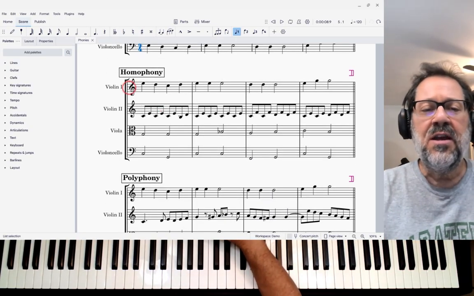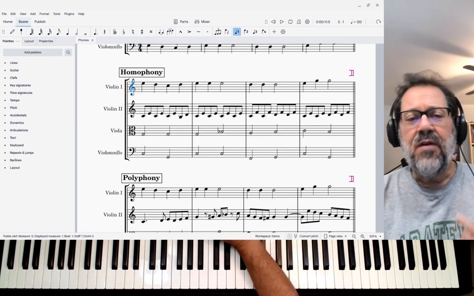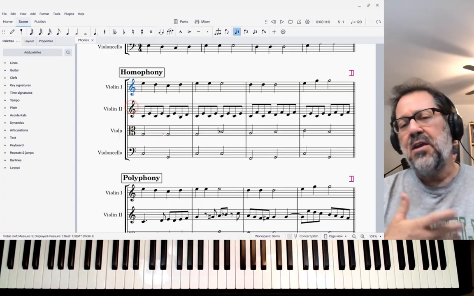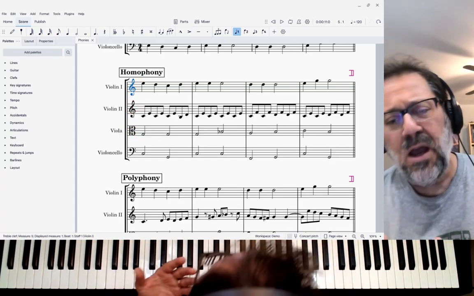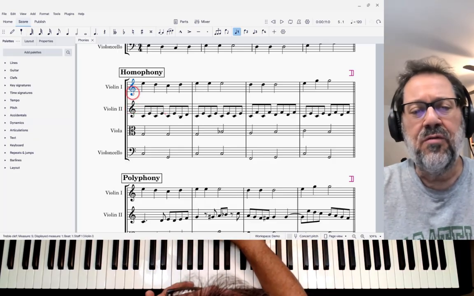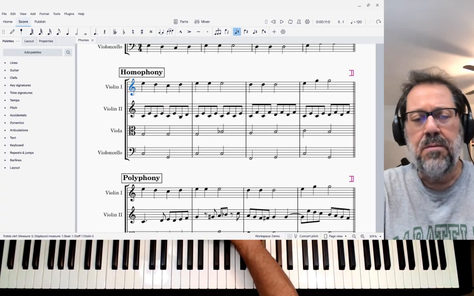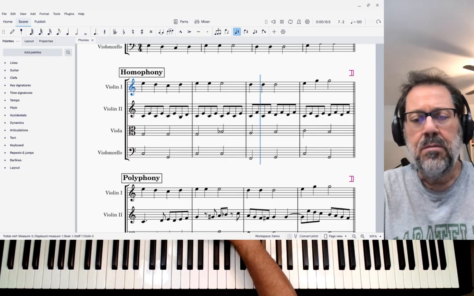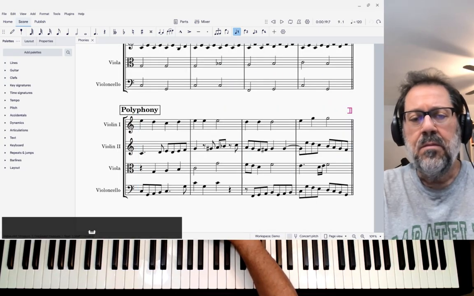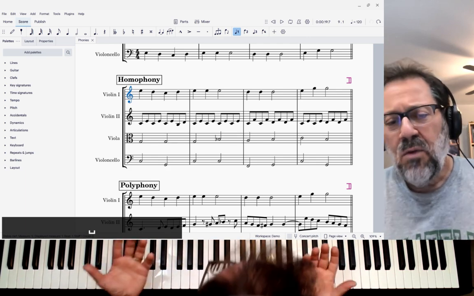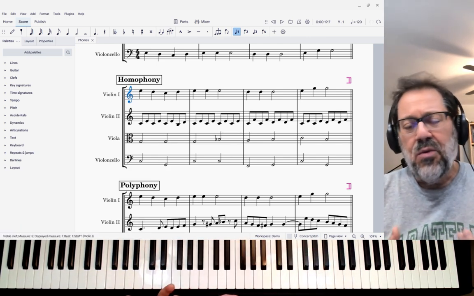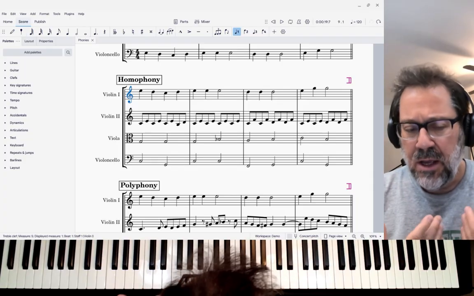The next version is a homophonic version, where the violin 1 is going to have the melody, but the other three strings are just going to play simple accompaniment based on some sort of harmony, some sort of chord. So the melody, the one sitting on top, is the most interesting thing happening there. The others really are just playing a supporting role.